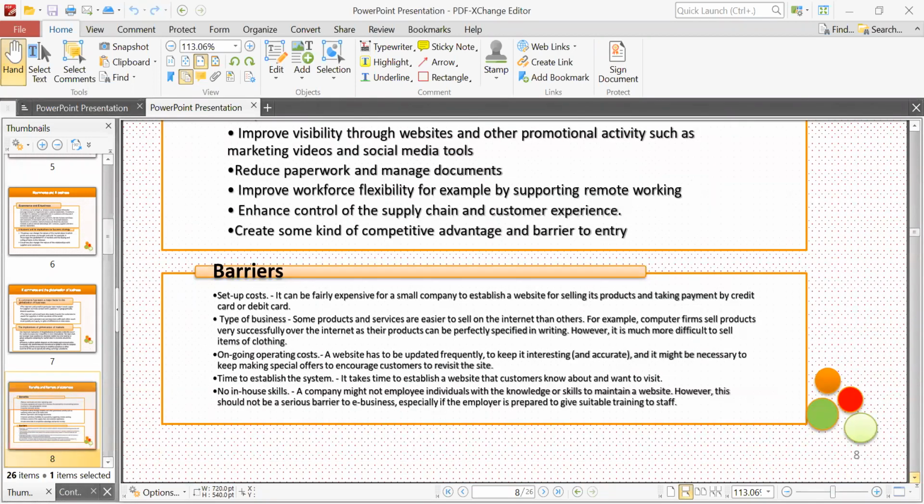Now I have some barriers here, but as the internet is becoming popular, these barriers are not really barriers. So number 1 is the setup cost, right? Here we said that it can be fairly expensive for a small company to establish a website for selling its products. Now, these days, websites, you can literally get them for free. But maybe for a small company, it's fairly expensive. So that could be a barrier to very small companies.